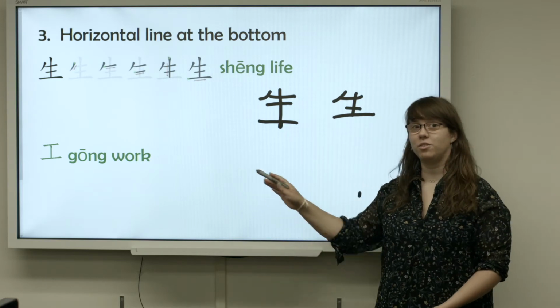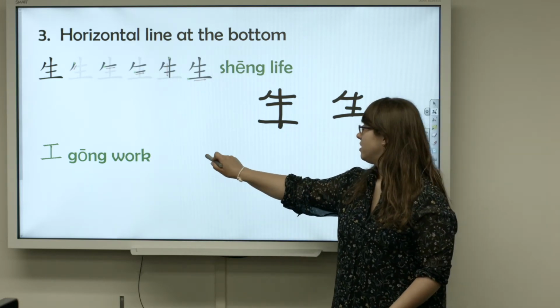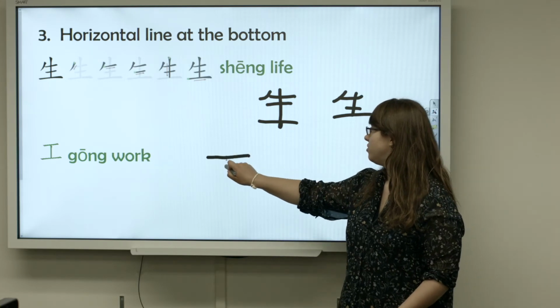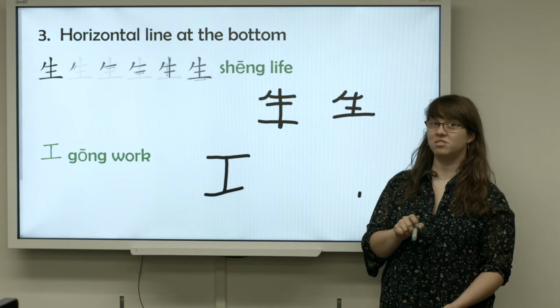We can also utilize this rule in the word gong, meaning work. You start with heng, shu, and finish off with the second heng, gong.